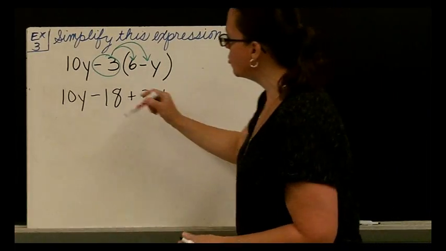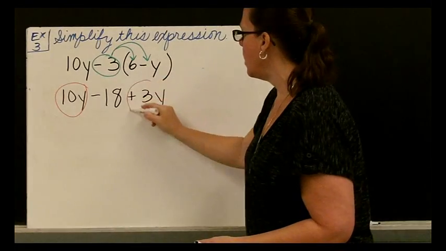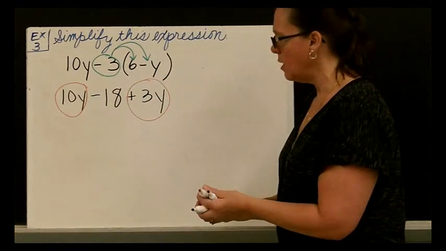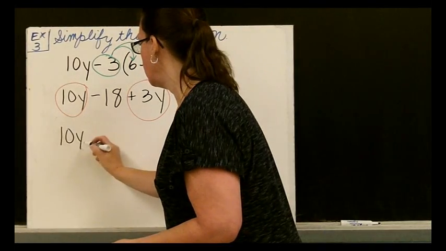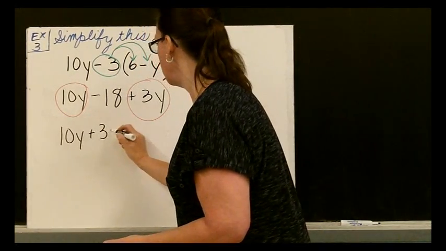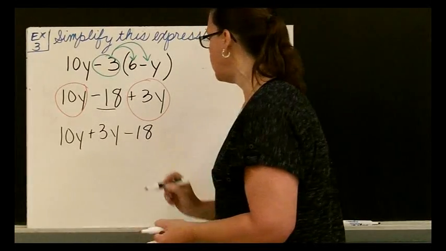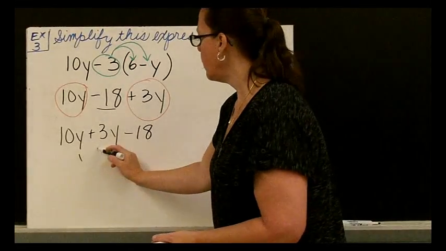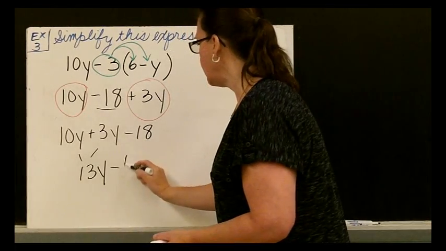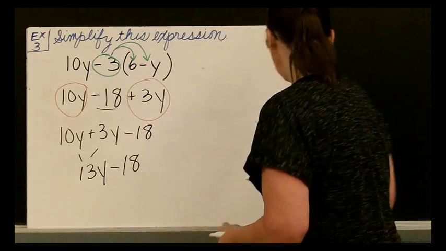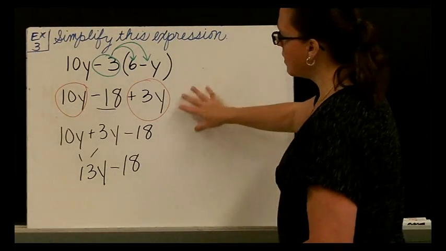Here we see we have 2 terms that have variables. We have positive 10y and a positive 3y. So I'm going to write those here. And we can't forget this constant, our negative 18. Then when we combine these terms, we get positive 13y and a negative 18. And that's number 3.